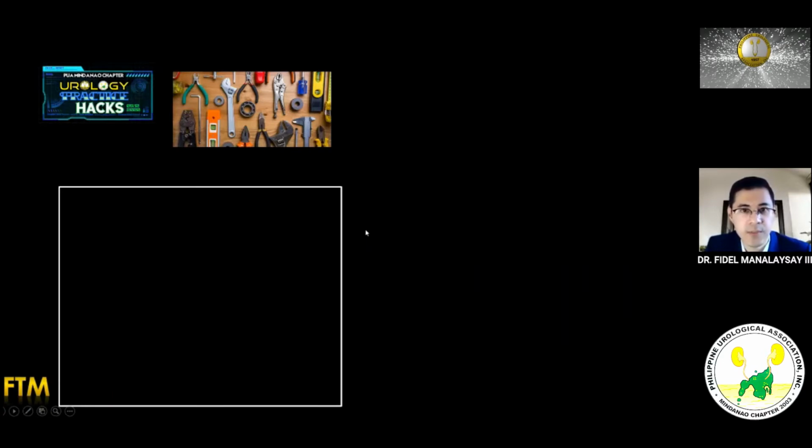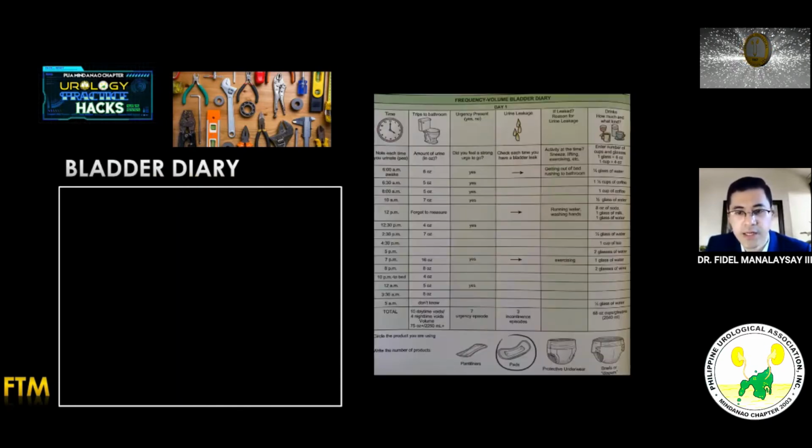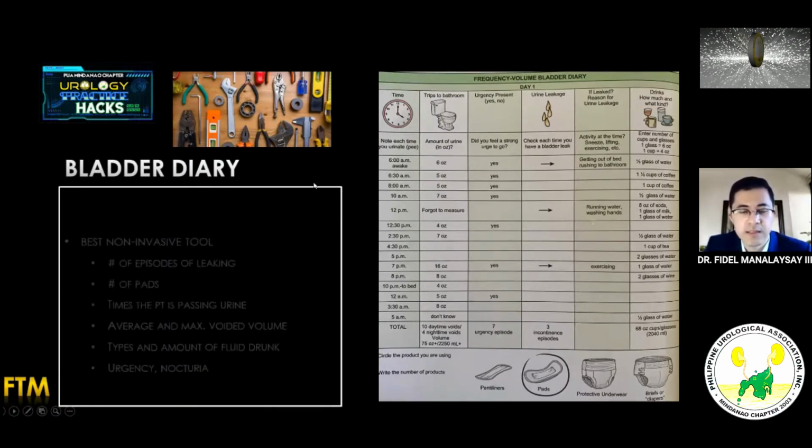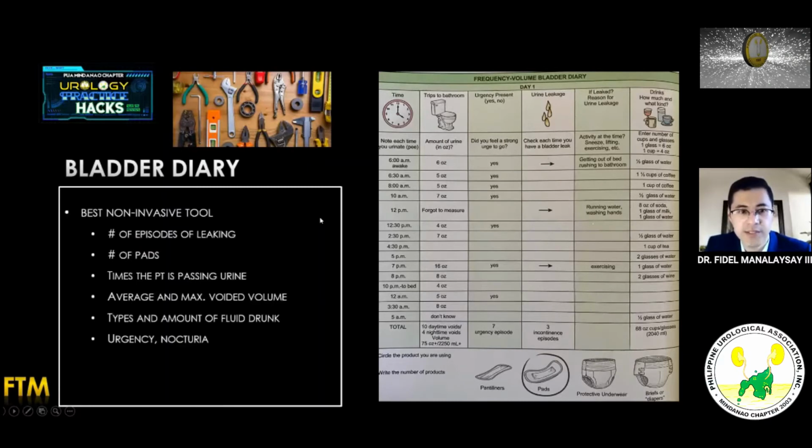Some tools that can help in the diagnostic process, first of which is Bladder Diary. This is an example of Bladder Diary. I extracted this diagram from the latest edition of Campbell. Bladder Diary is said to be the best non-invasive tool which can document the number of episodes of leaking, the number of pads, times the patient is passing urine, average and maximum voided volume, types and amount of fluid drunk, and presence of urgency and nocturia.